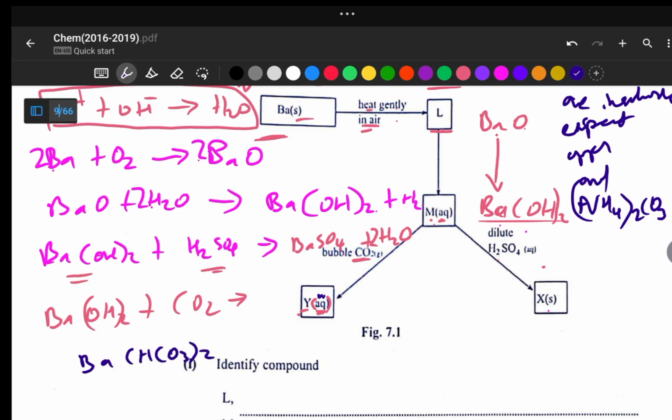So we are simply going to have barium hydrogen carbonate. Are we together? So this is the equation. To balance this equation, we need a 2 here. We need a 2 there. The equation is now balanced, right?